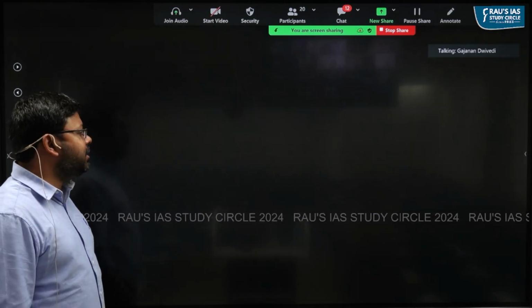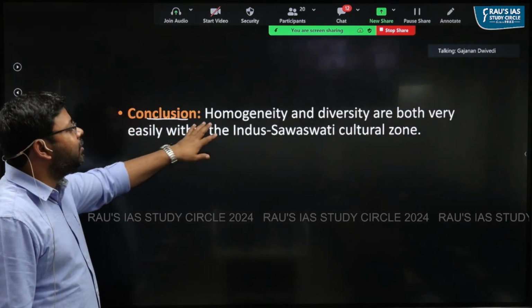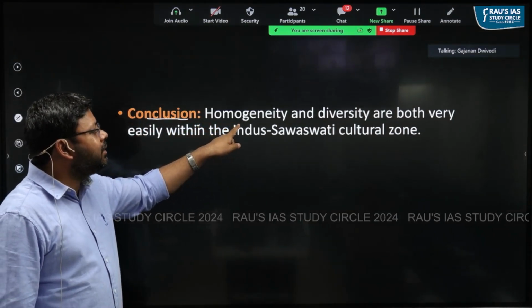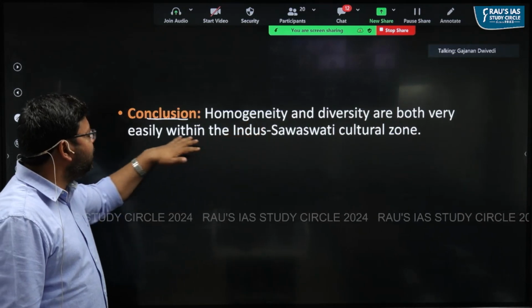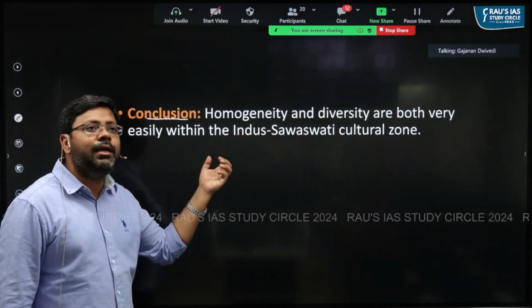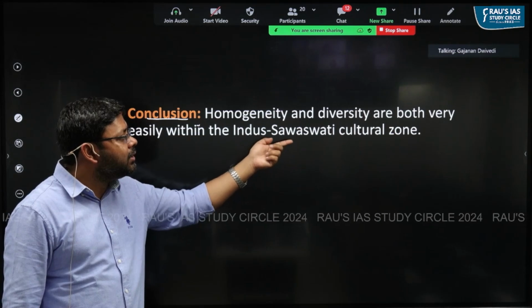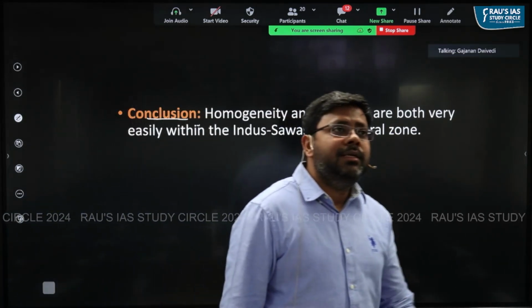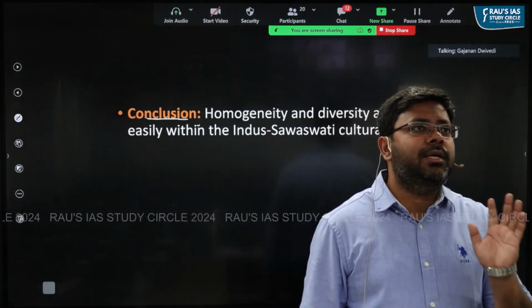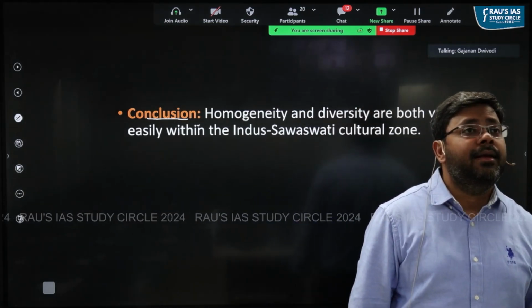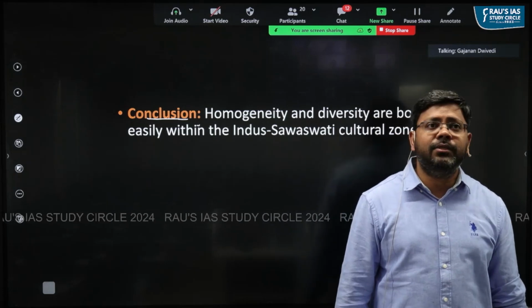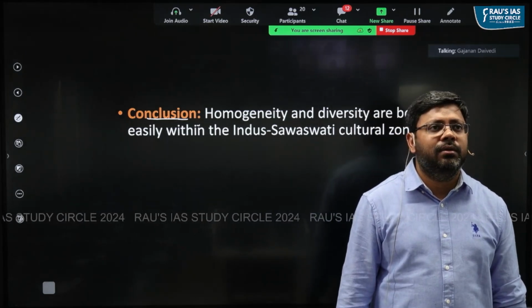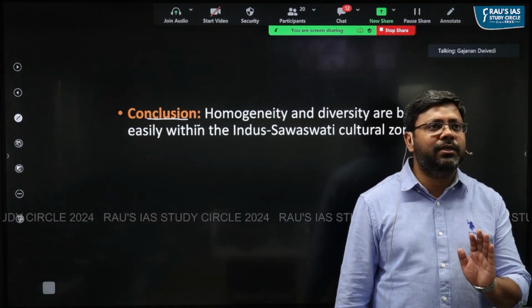अब एक छोटी सी बात समझिए. If you talk about conclusion, can we not say that both the elements of homogeneity and diversity were very easily available and visible within the Indus-Saraswati cultural zone? Just conclude that in a very simple way. This was a UPSC 2023 question. Now, can you imagine how simple history optional would be? क्या आप समझते हैं हिस्ट्री ऑप्शनल कितना सिंपल होगा?